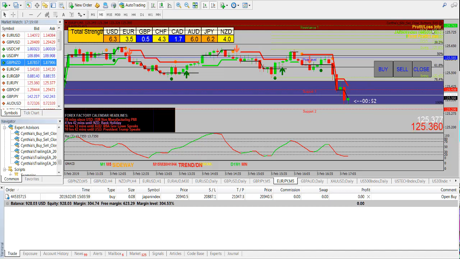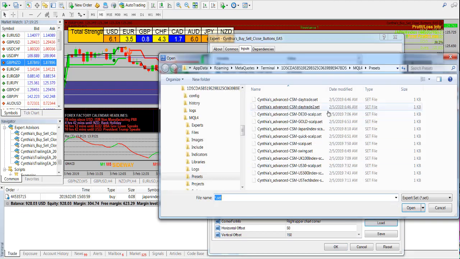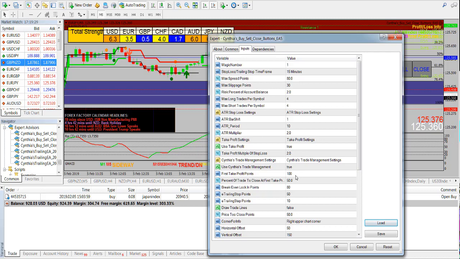And that means that with my new buy and sell and close button, I would have to choose what's called a quick scalp setting. This is if you open it up and you click load, you would click quick scalp. And then you take a look at the settings.